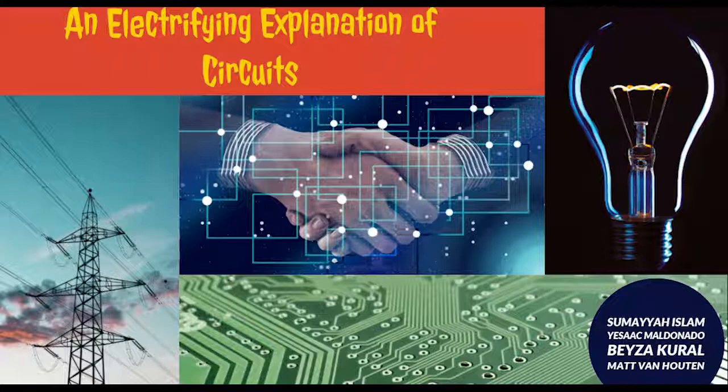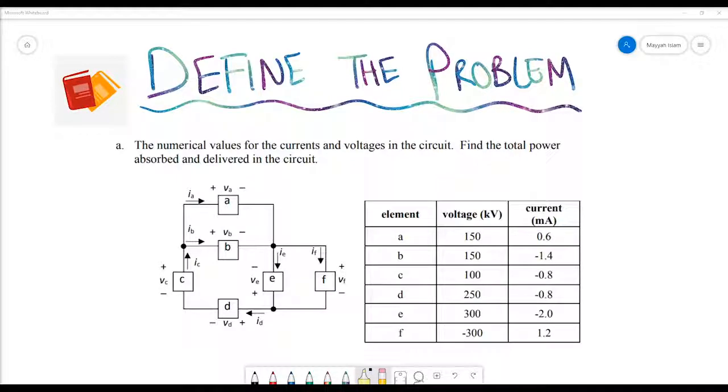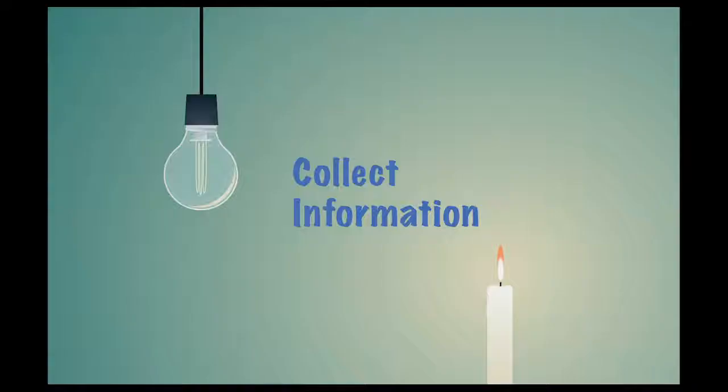And this is Samaya presenting an electrifying explanation of circuits. In this circuit diagram, we are given a problem where we need to calculate the total power absorbed and delivered throughout the closed circuit. We see that we have no resistors, so we need an equation that will help us find the power of each of the indicated devices.